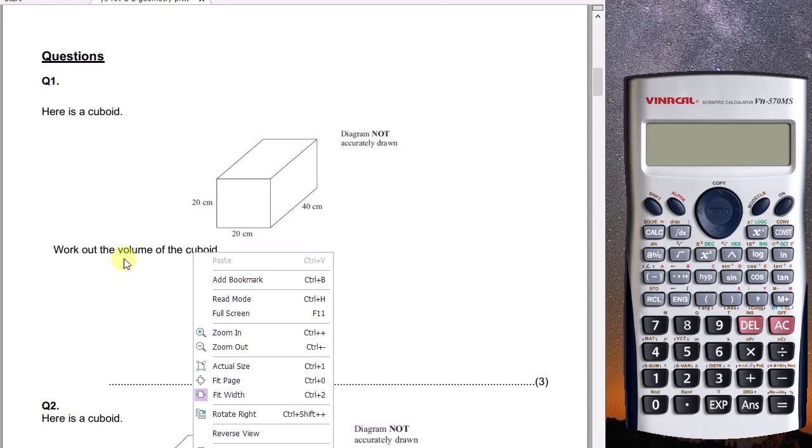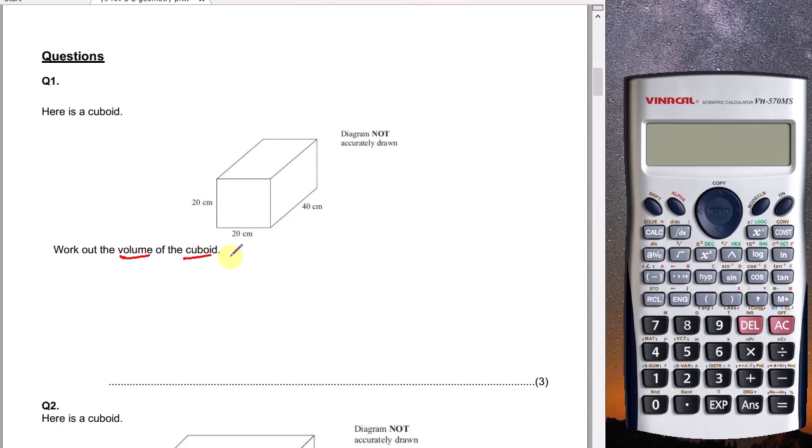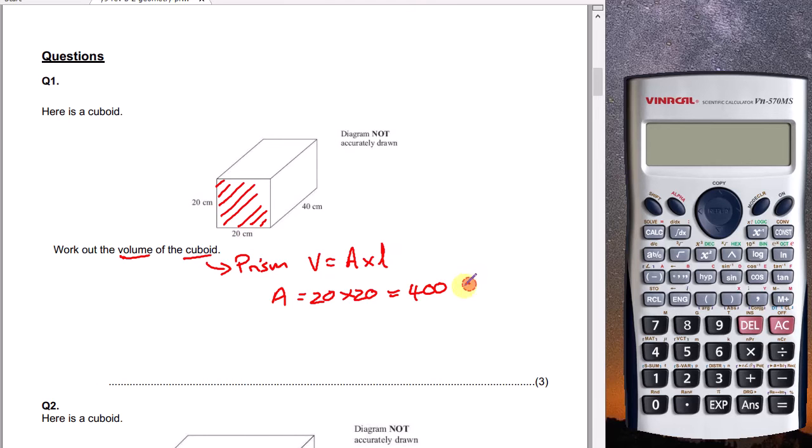It's asking about the volume of a cuboid. The thing to remember about a cuboid is it's a form of prism. The volume of a prism is the area of the cross section multiplied by the length going backwards. The area of the cross section is this piece, so A equals 20 times 20, which is 400. Hopefully you can all do that one in your head. And that's 400, centimetres times centimetres gives us centimetres squared.